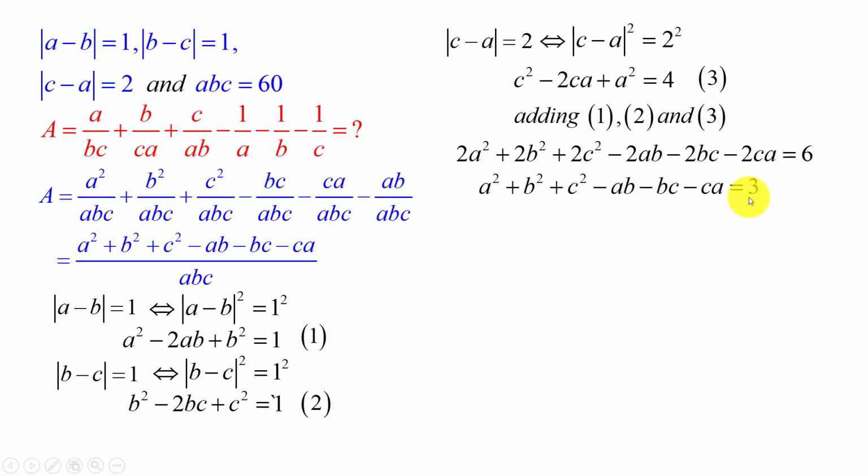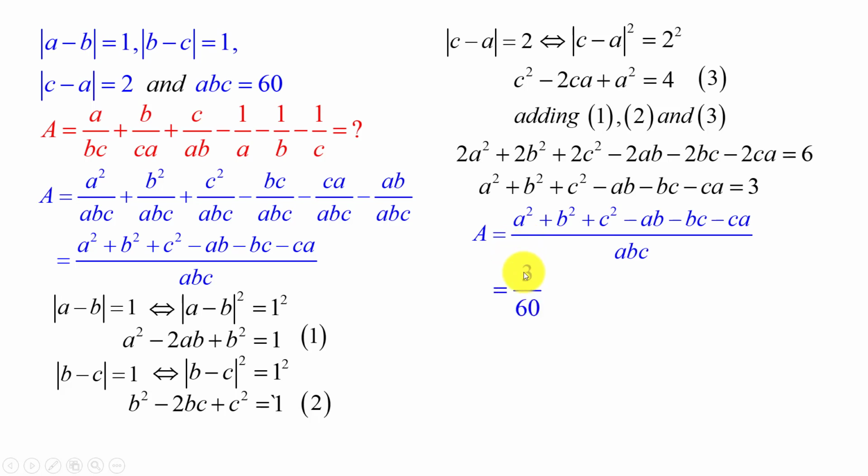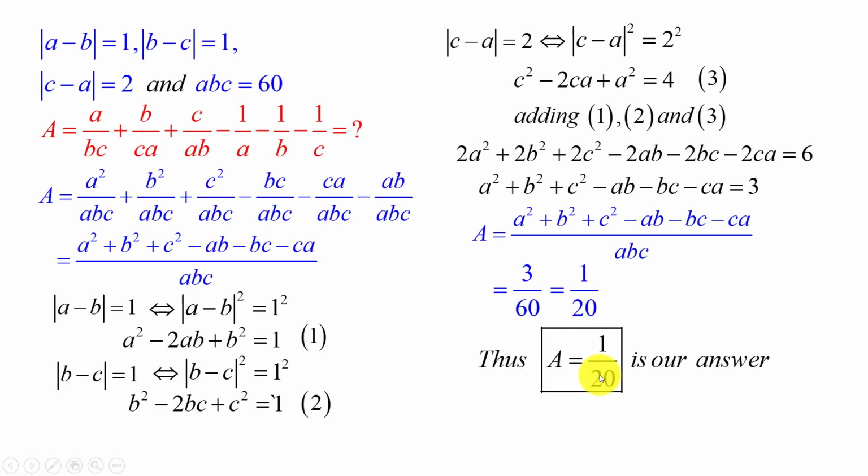equals 3. And now we know the value of a squared plus b squared plus c squared minus ab minus bc minus ca, so we can replace it in expression A. So we get A equals 3 over 60, and we simplify it by 3, so we get 1 over 20. Thus we have A equal to 1 over 20, which is our answer.